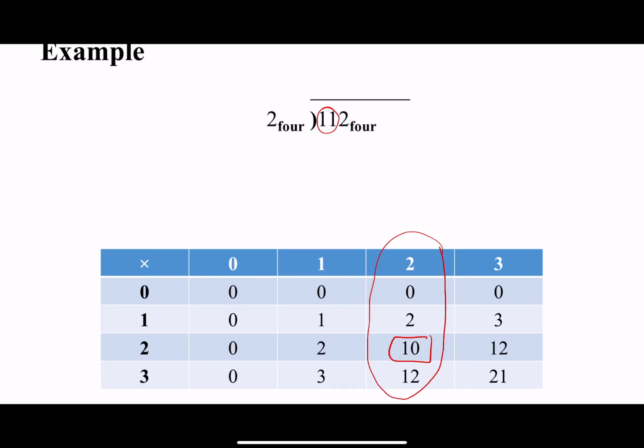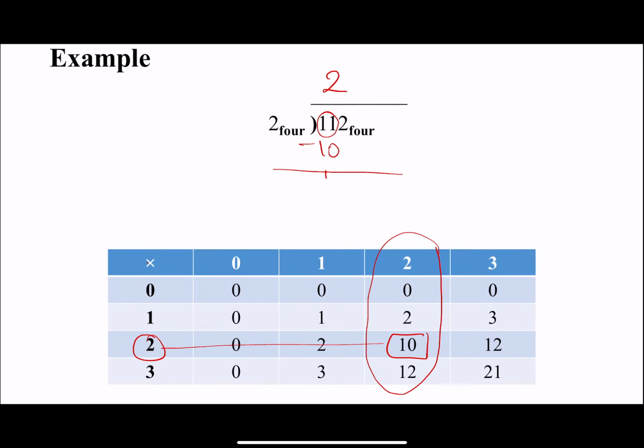Here we go. It's 10. What number was multiplied by 2 to give you 10? 2. 2 multiplied by 2 gives you 10. Do the subtraction. 1 minus 10 is 1. Do you have more digits to bring down? Yes, here you go. So you keep going.